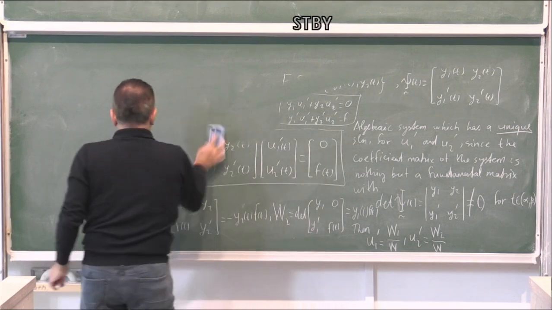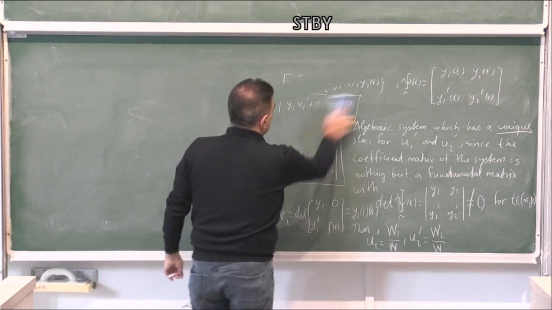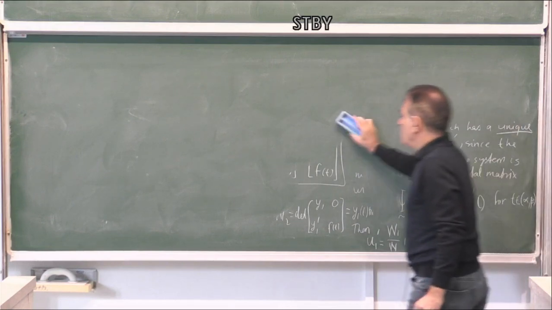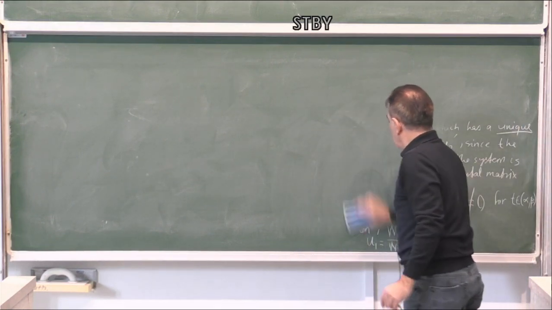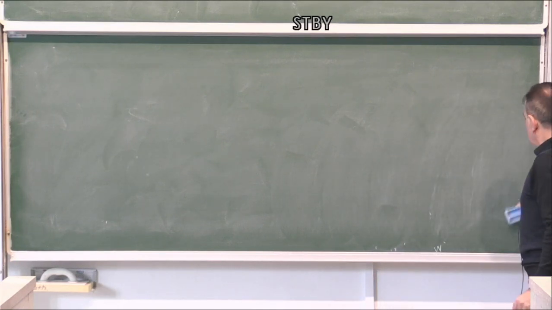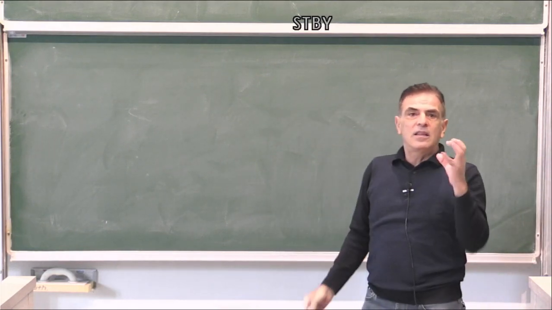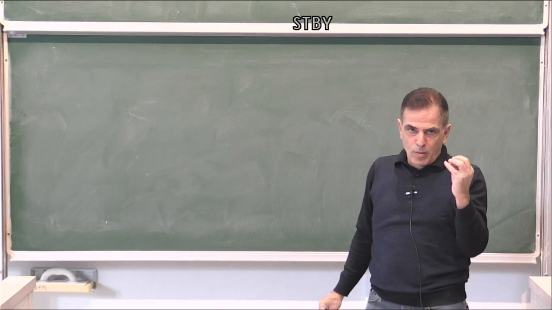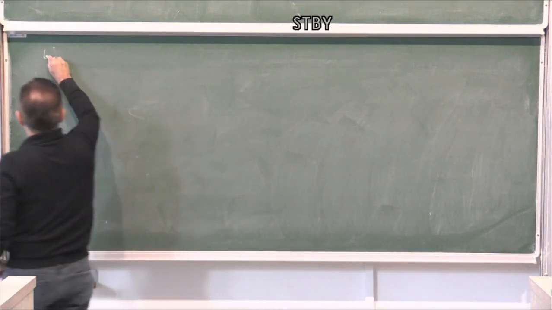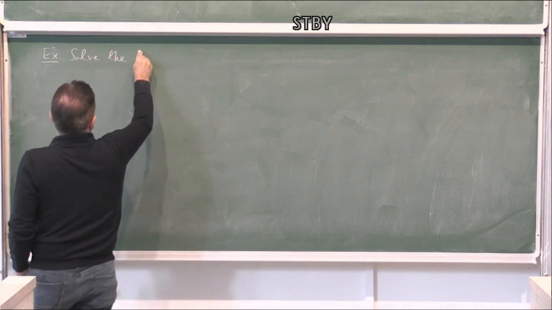And the derivatives of u1 and u2 can be determined by an algebraic system where the coefficient matrix is nothing but a fundamental matrix, and the right-hand side is a vector with only one non-zero component function, which is the last one, and it is f of t. Look. So the ODE.